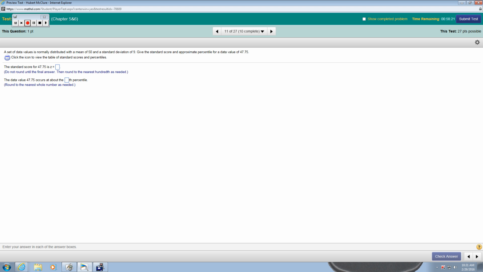Then it says give the approximate percentile of a data value at 47.75. Well, this one, you're right. You got to find the z-score because they only give you x. So let's plot x. So 47 somewhere right in here. So I'm going to take my handy dandy green marker and I'm going to just, because the table gives us the left-hand side.